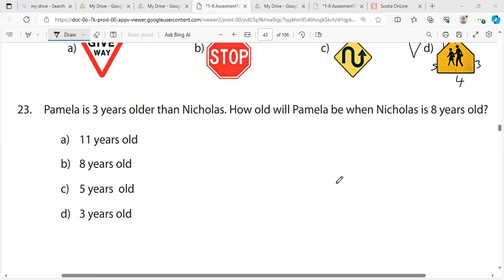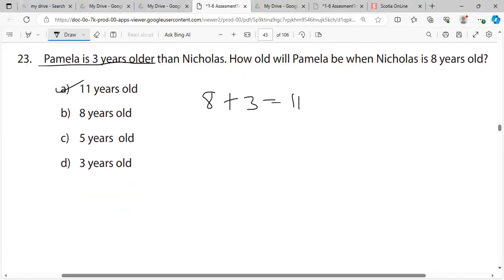Alright, let's go. So Pamela is 3 years older than Nicholas. How old will Pamela be when Nicholas is 8 years old? So first, Pamela is older, alright? So that's the key part to it. That means whatever Nicholas is, we add 3 to it. So that should be 11. So let's move on to 24.